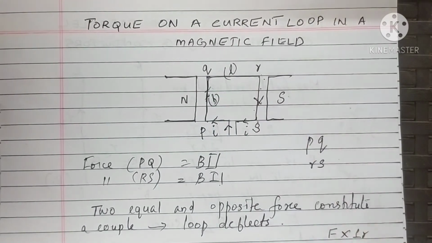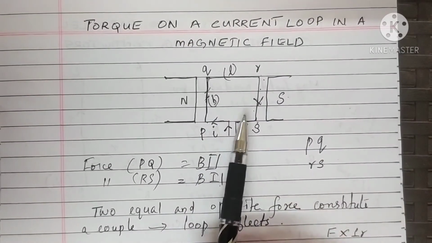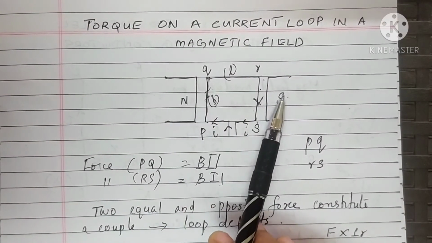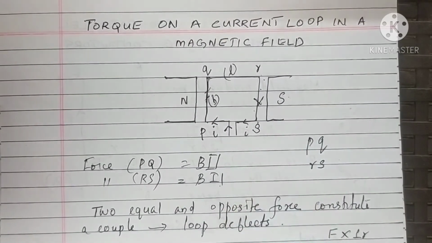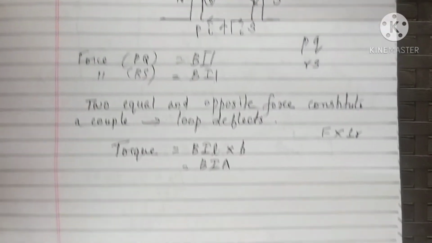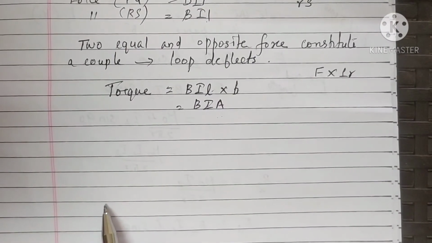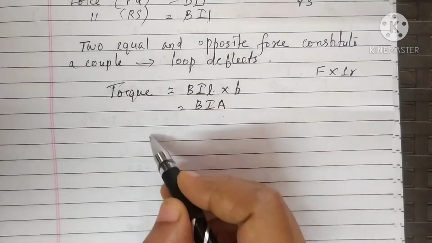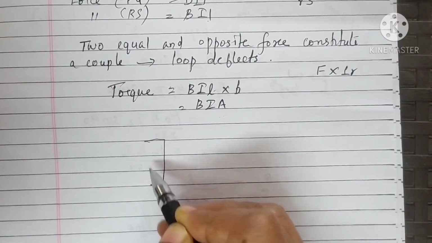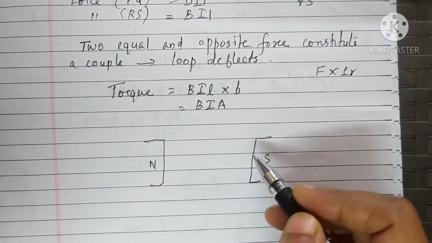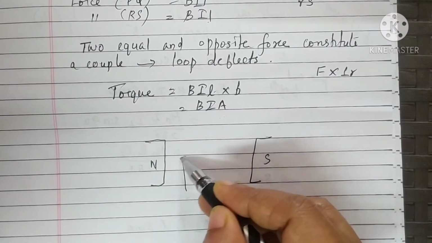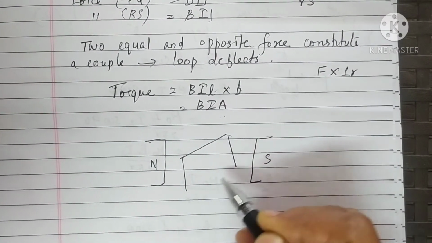Okay. Now another condition is there where the plane of the loop is not along the magnetic field. It is making an angle with it. When I draw the figure, you will get the idea. Here we have the pole pieces, north and south. Now your rectangular loop is like this. Suppose that.